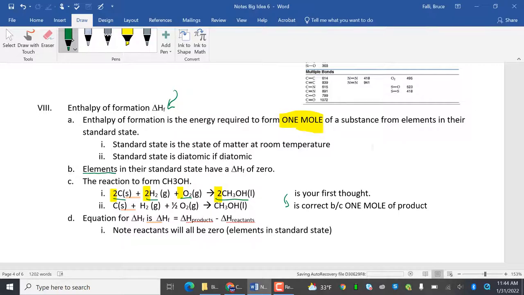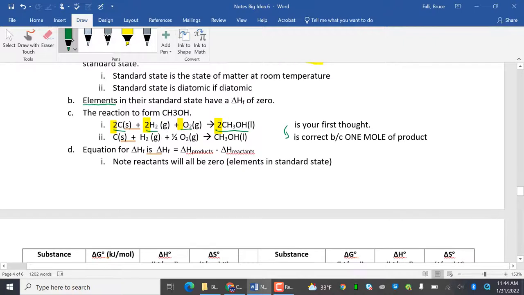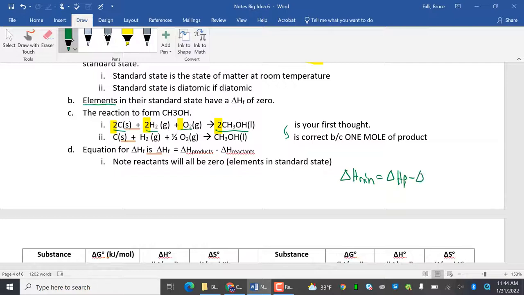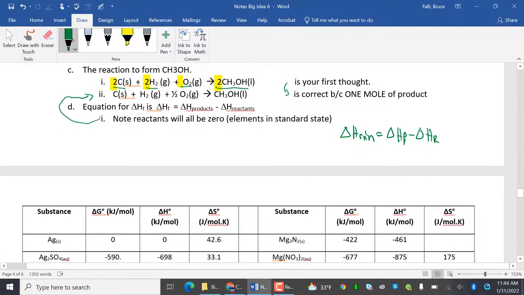The equation for heat of formation, or delta H of a reaction: the other thing that partners with that is delta H of the reaction is delta H products minus delta H reactants. Okay. Reactants will all be 0 up here when we're talking about heat of formation because all those are 0.